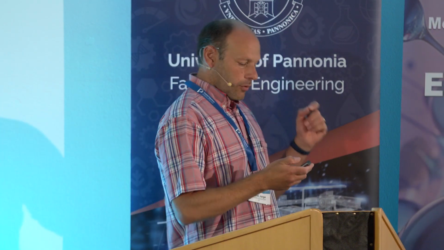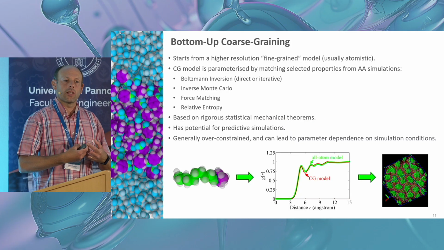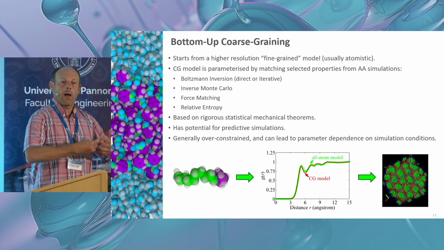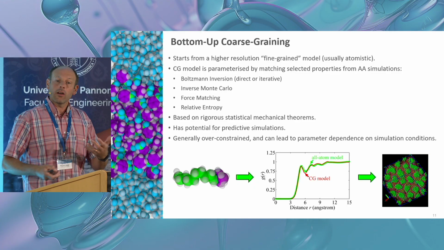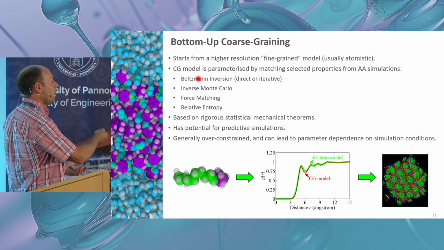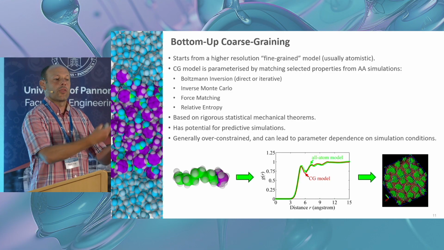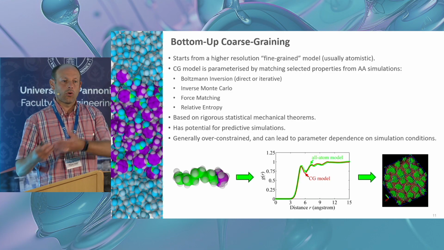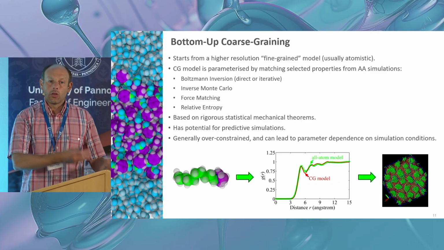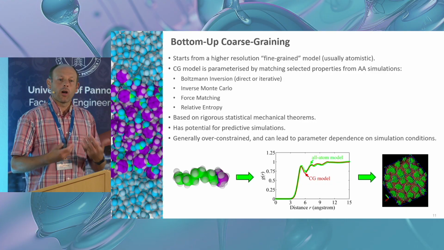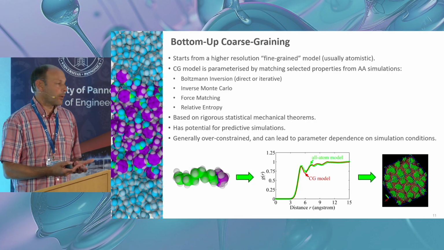So the advantage is it's based on rigorous statistical mechanical theorems, right? So you can derive statistical mechanical equations that show you that there is a unique way of mapping from a higher level to a lower level, depending on your target properties. And depending on the target properties, you have different flavors of this bottom-up coarse graining. So you can do Boltzmann inversion, essentially fitting the structure factors or the RDFs from your atomistic to the coarse-grained. You can do force matching, which is essentially trying to match the forces between the atoms in the coarse grain and the atomistic, or you can minimize the relative entropy between the two different models. Depending on which way you choose, you will get different answers for your coarse grain model, okay?